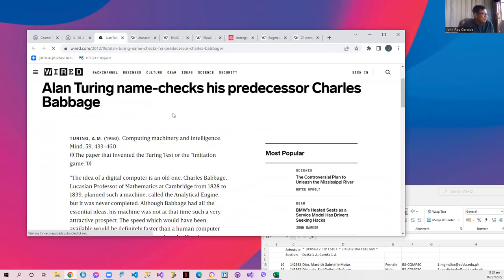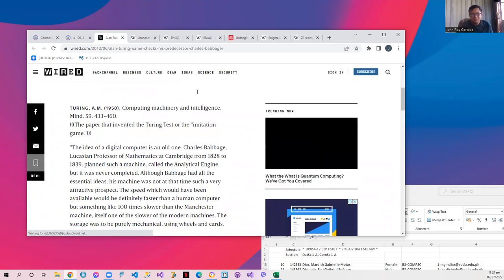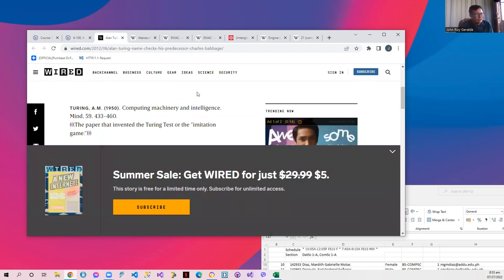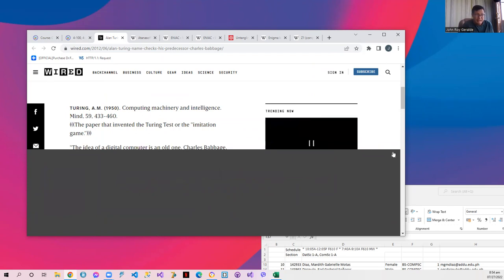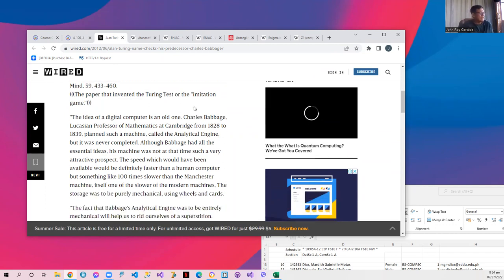Kasi may ni-release si Alan Turing in the 1950s because during that time, there were three contenders for developing the first computer, no? Tatlong contenders. Yung si Atanasoff Berry for the ABC computer, and there was Presper Eckert and Mauchly for the ENIAC and EDVAC, and there was John von Neumann for the IAS. Okay? So they were claiming to be the first inventors. Do you follow? Okay, so Alan Turing criticized them. This is what Alan Turing said.